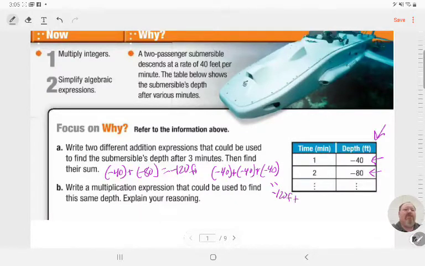feet. Okay? And then I could also solve that same problem using multiplication. So I could say 3 times negative 40, and that would get negative 120 feet. And the reason for that is, if you look, I'm adding negative 40 plus negative 40 plus negative 40, which is the same thing as just multiplying 3 times that negative 40. Okay?